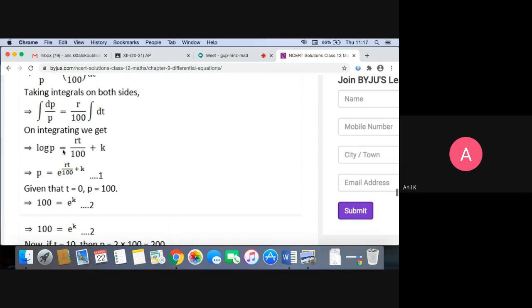Now here you have log P equals rt upon 100 plus k. If I take the exponential on both sides, then P equals, I think you have this formula.